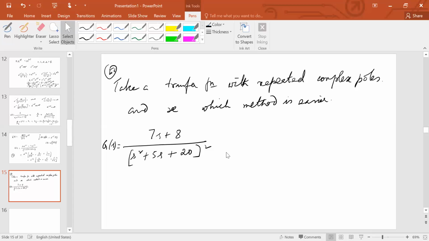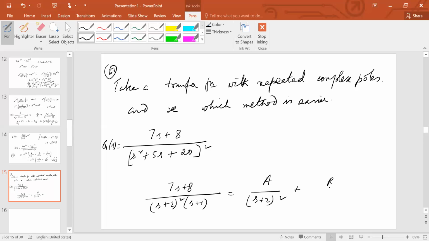First of all, you have to ask the question, what are going to be the factors here? It is not a trivial question, remember. If you had taken, for instance, 7s plus 8 upon s plus 2 whole squared times s plus 1, and you had just considered this as a over s plus 2 whole squared plus b over s plus 1, I leave it to you to show that this wouldn't have sufficed. You wouldn't have been able to expand this unless you considered this additional term c over s plus 2. Try to equate this and you will see.